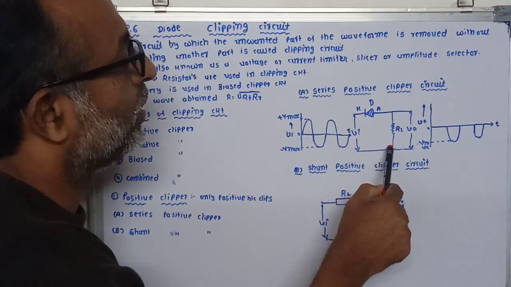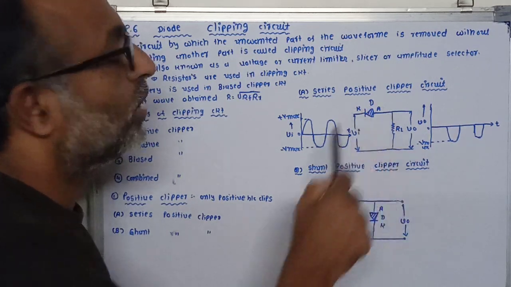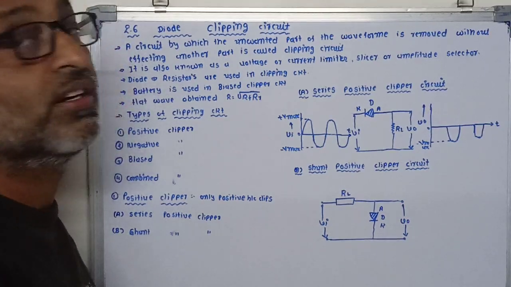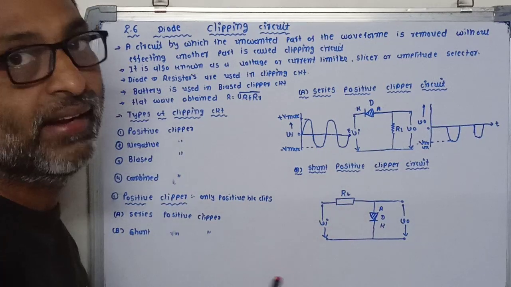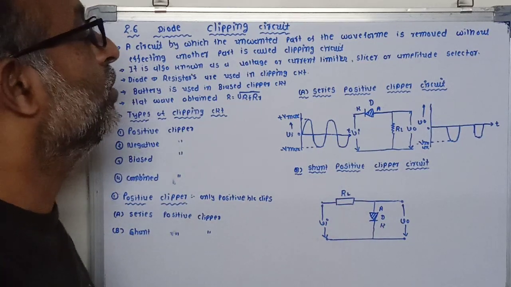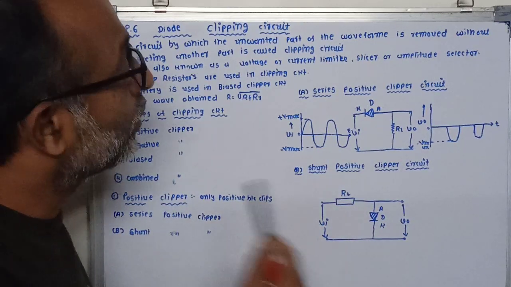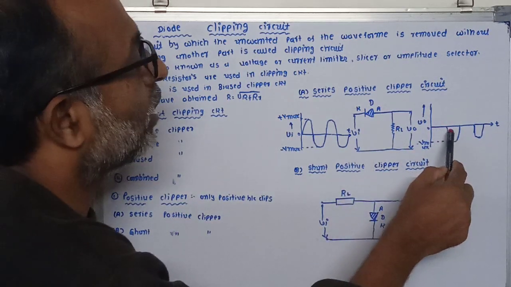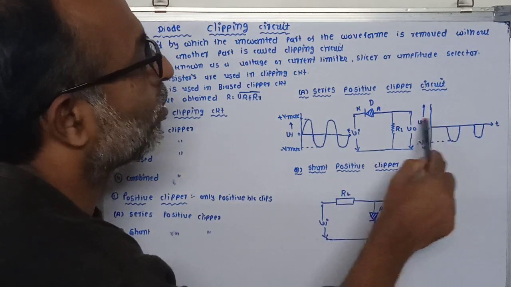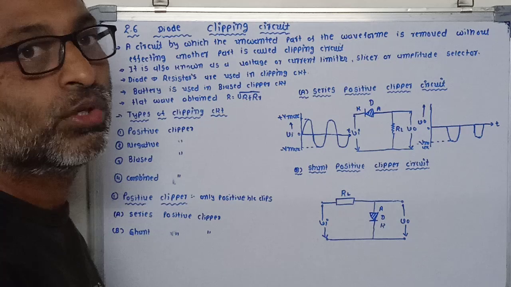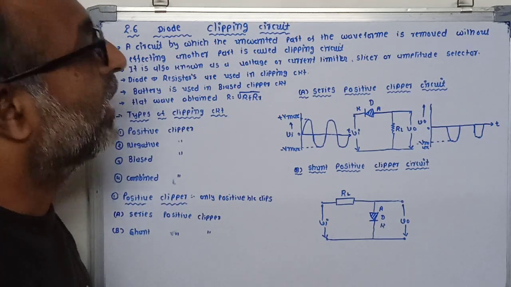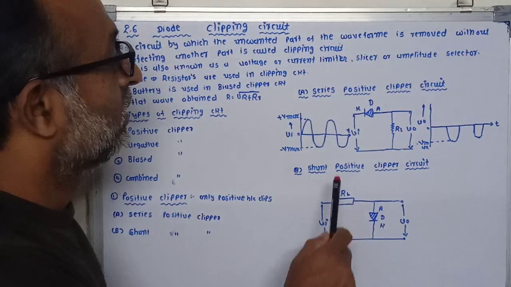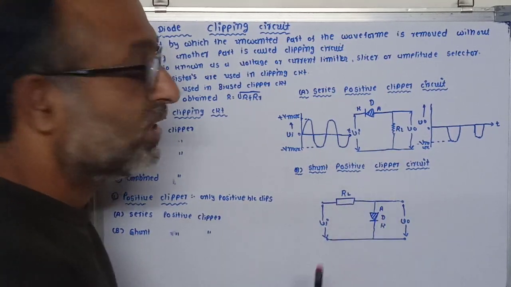It flows from lower to upper, and due to this current, a voltage drop appears across this resistance RL, and its value is equal to the input voltage. So during this time a negative voltage appears across the output terminal. So we can say that we will get negative voltage at the output of the series positive clipper circuit.